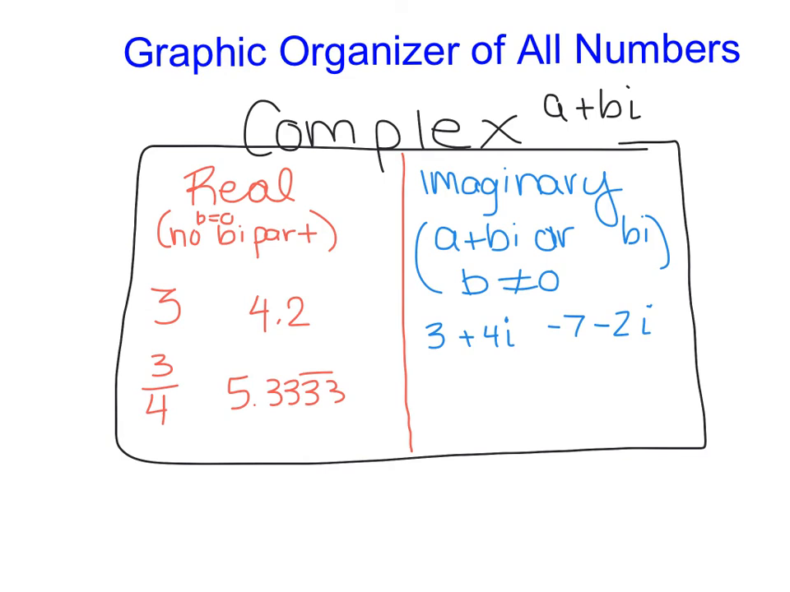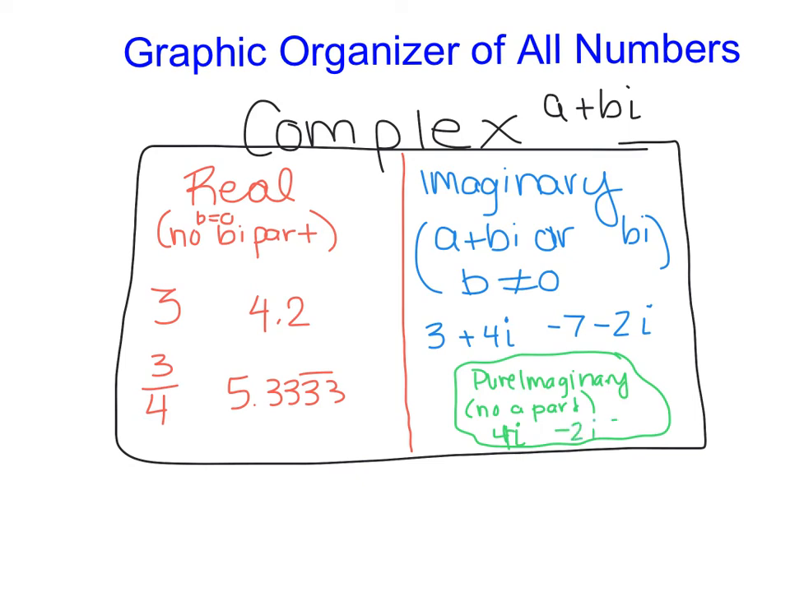Now, within all of these imaginary numbers, we actually have a little subset of imaginary numbers that are more specific, and these are called your pure imaginary numbers. And these are the numbers that do not contain an a value part. So there's no a part. It's just the bi part. So these are going to be numbers like 4 times i, or negative 2i, or negative 5.2i. So you can see that all of these do not contain an a part to that.